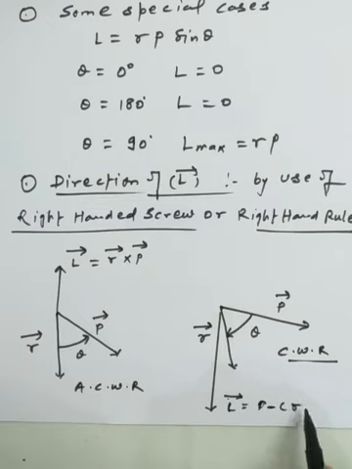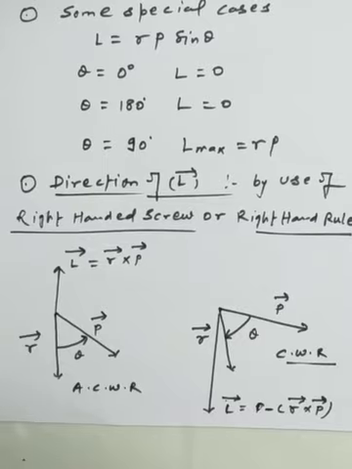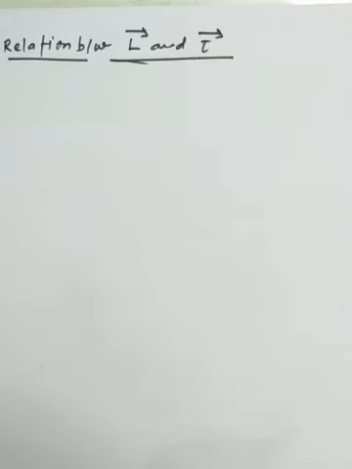So I am just writing that R vector cross P vector. Okay, so I am just using the negative sign there. Okay, in this manner. So this is the simplest way to find out the direction of L by the right hand rule. Now the next topic we have is the relation between L and the torque.